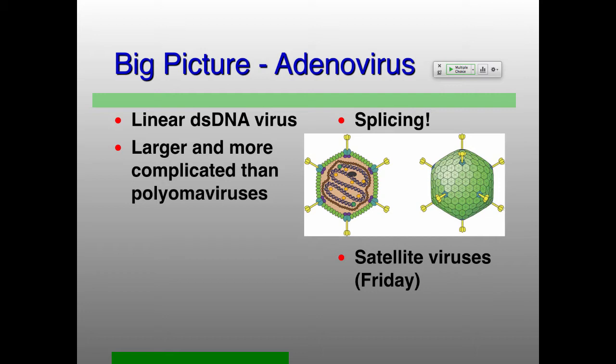The other big deal with adenovirus, this is where splicing was originally discovered, and also a lot about transcription was discovered in terms of the study of adenovirus, and we'll talk about that in considerably more detail. They also have these really fascinating satellite viruses that, again, I'm going to let George talk about on Friday.